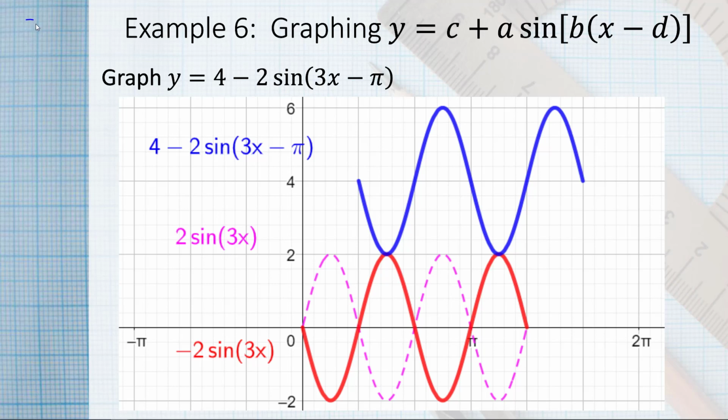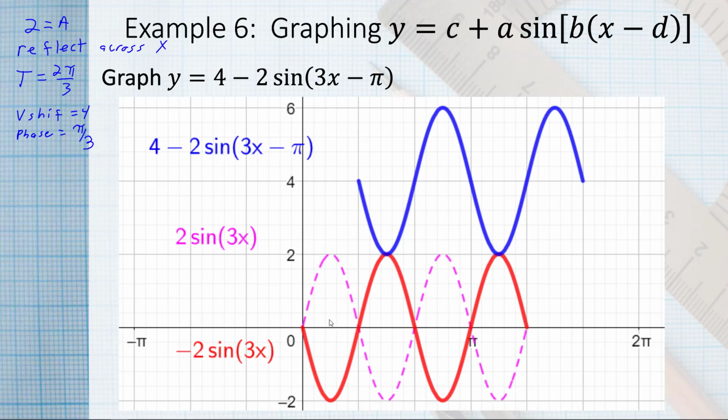So the amplitude is 2. We are going to reflect across the x-axis. The period was 2 pi over 3. We have a vertical shift of 4. And then we have a phase shift of pi over 3. And that's a positive phase shift.